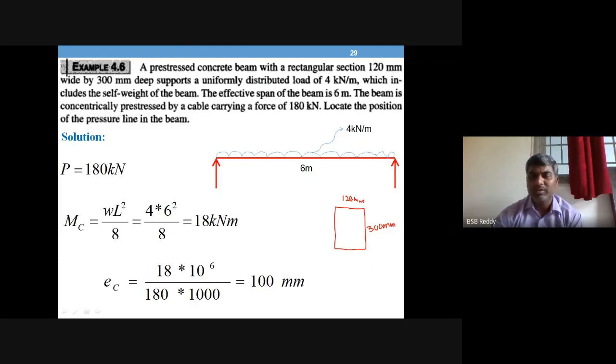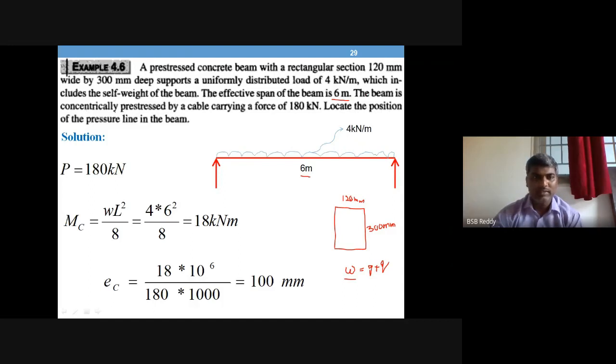It supports a uniformly distributed load of 4 kilonewton per meter, which is the load value that includes the self weight of the beam, which means the total load value W. It is like G plus Q, both the values. So live load plus dead load is 4. The effective span of the beam is 6 meters. 6 meters is the span of the beam.